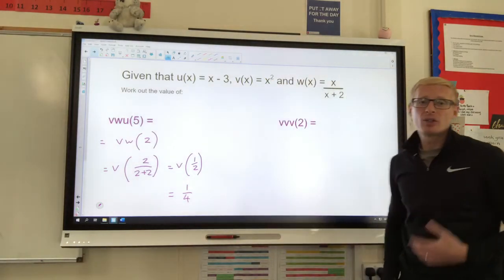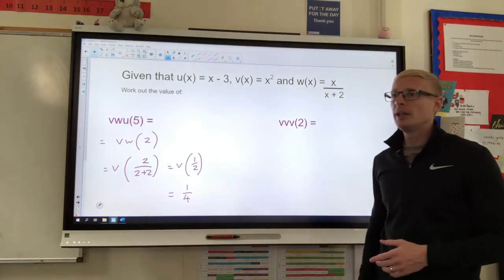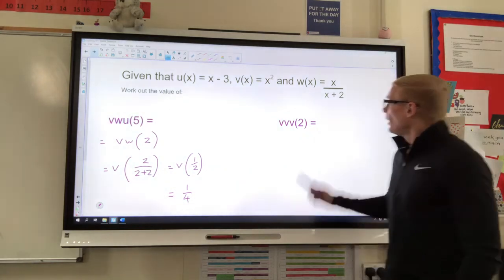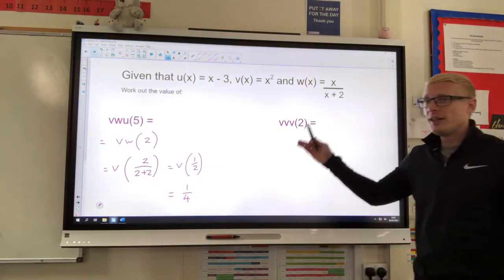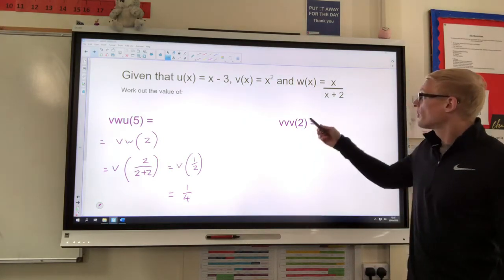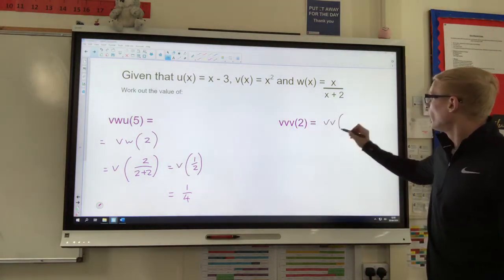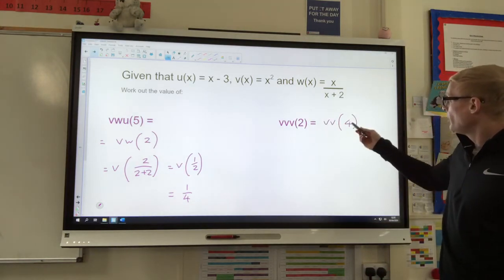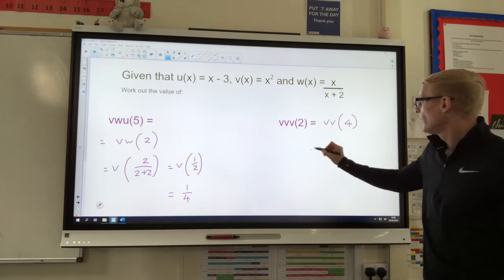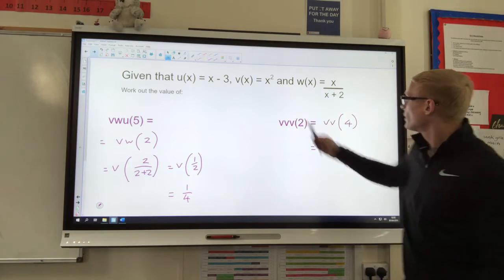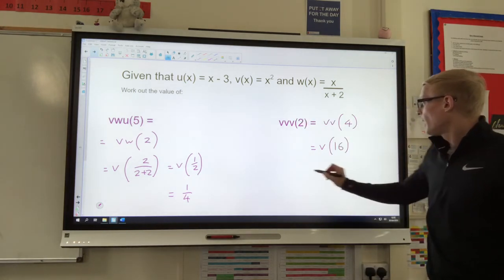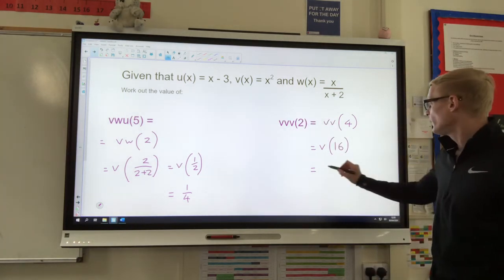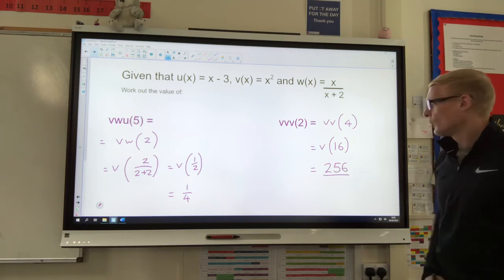And you can do these on a calculator just to check if you're not sure. The majority of questions you'll be practicing with are calculator questions, so please use your calculator if you need to. Now this final one here, we're looking at V of V of V of 2. So V of 2 first of all is 2 squared, so 4. I'm then looking to put 4 back into V. So that's going to be 4 squared, which is 16. And then finally, I'm looking to put 16 into V. So 16 squared is 256. So 256 is your answer there.